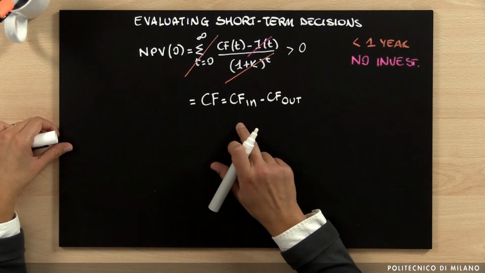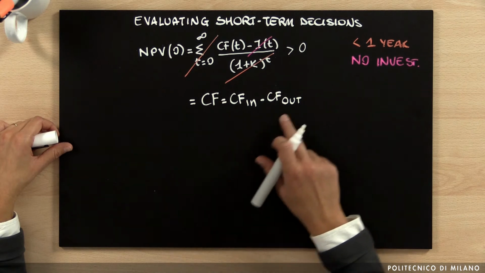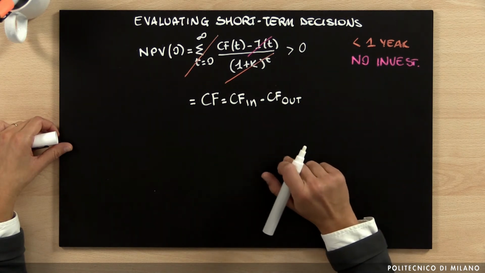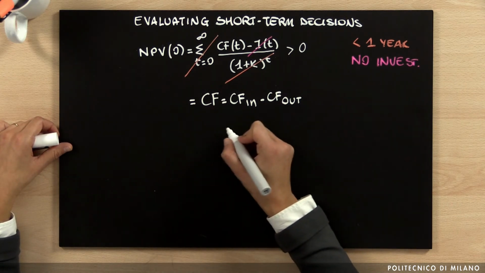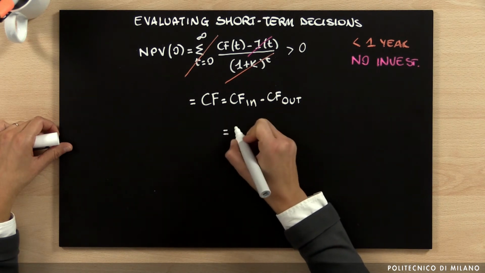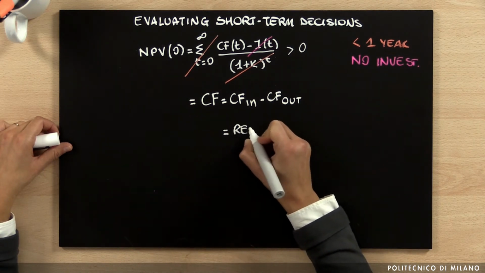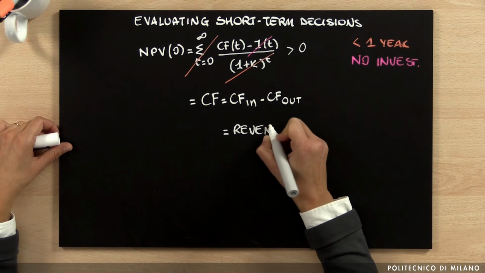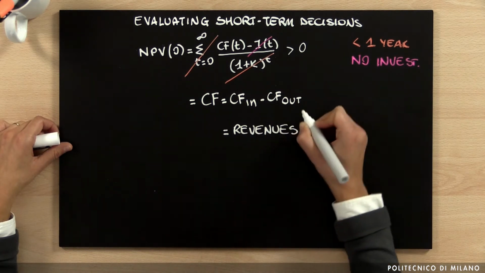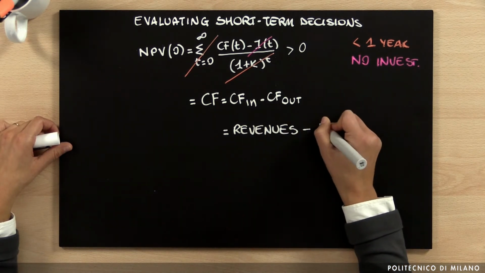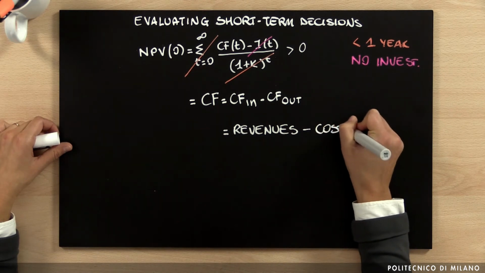But if you remember, another characteristic of short-term decisions is that we are dealing just with price, costs, and volume. So we can approximate the cash flow that enters with the revenues and the cash flow that goes out as the operating costs. So this formula will become cash flow in as revenues and the cash flow out as costs, operating costs.